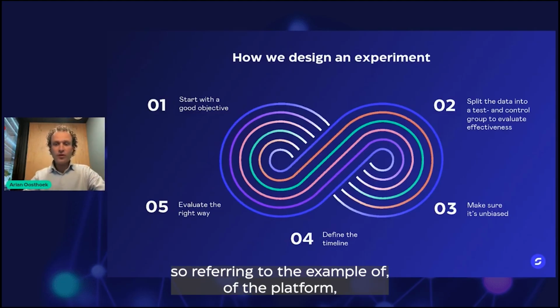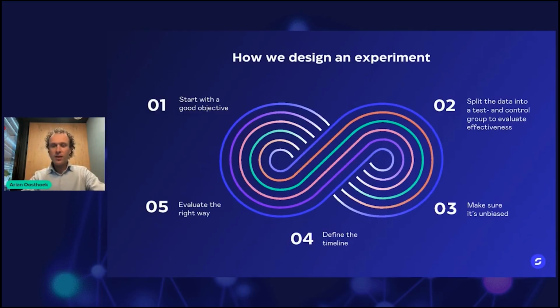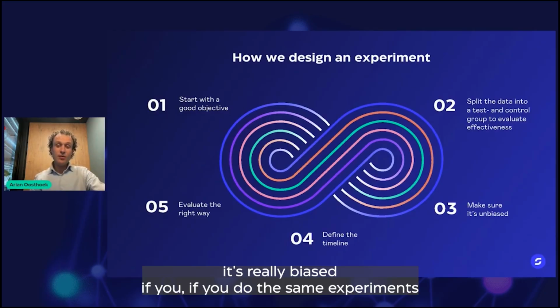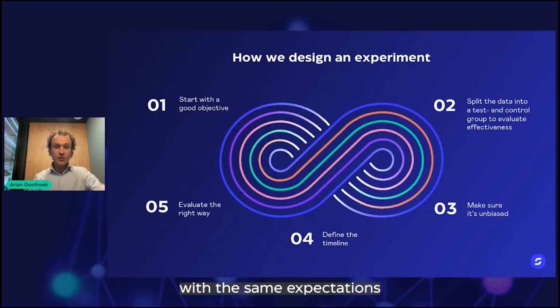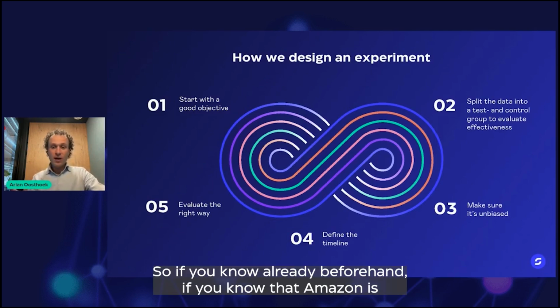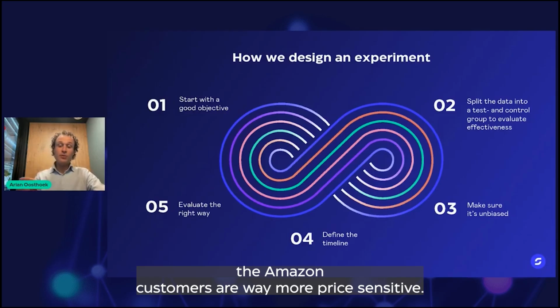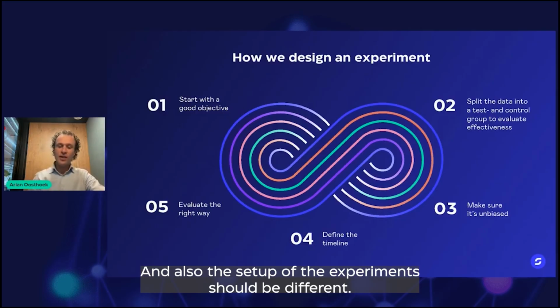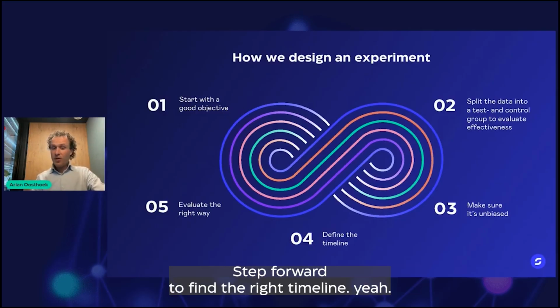So referring to the example of the platform sensitivity of Otto and Amazon, if you know this already beforehand, it's really biased if you do the same experiment with the same expectations on these two platforms. If you know that the Amazon customers are way more price sensitive, then also the expectations should be different, and also the setup of the experiment should be different. Step 4, to find the right timeline.